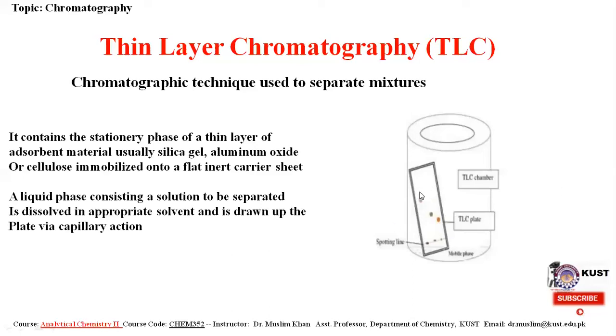So you get this chromatogram. Then you calculate the RF value for each component present on this TLC plate. Do you know what RF value is? RF for each component is the ratio of the distance traveled by each component with respect to the distance traveled by the mobile phase.